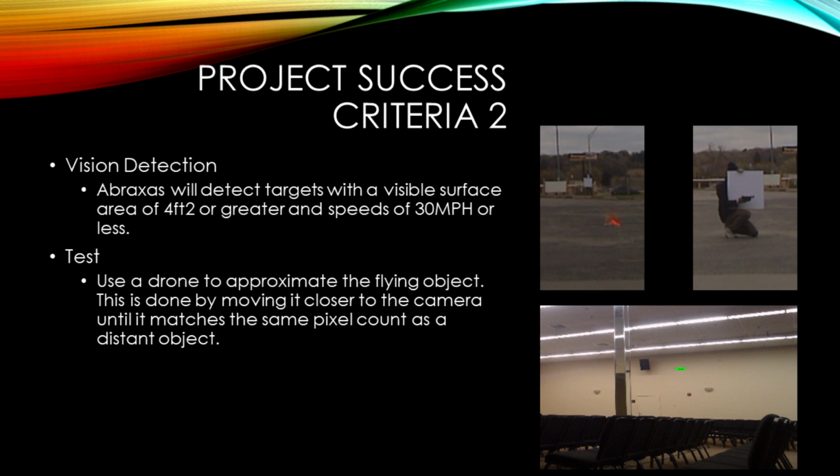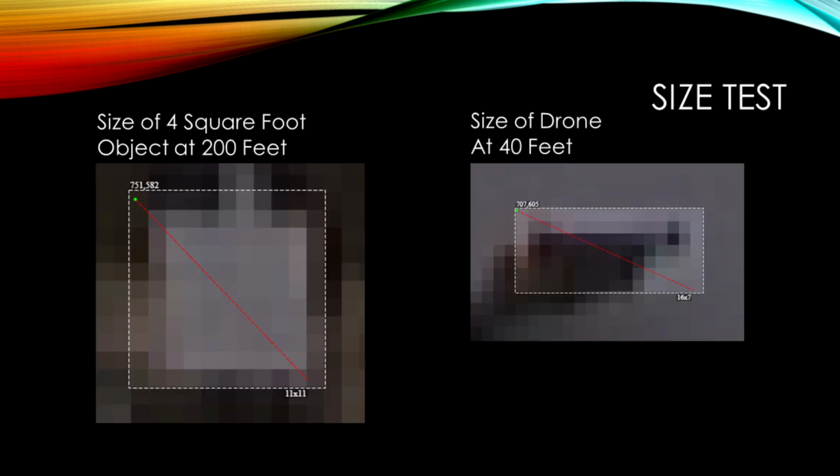Our second project-specific success criteria is that the system will be able to detect an object of at least 4 square feet moving at under 30 miles per hour at the system's maximum detection distance. Because getting a flying object that big that can move that fast would be costly, we use something else. We measured the amount of pixels a 4 square foot object took up at our maximum distance, and then moved a smaller drone closer to the camera until it was just under the pixel count of the 4 square foot object. We measured this distance at just under 40 feet, so we rounded it up to 40 feet.